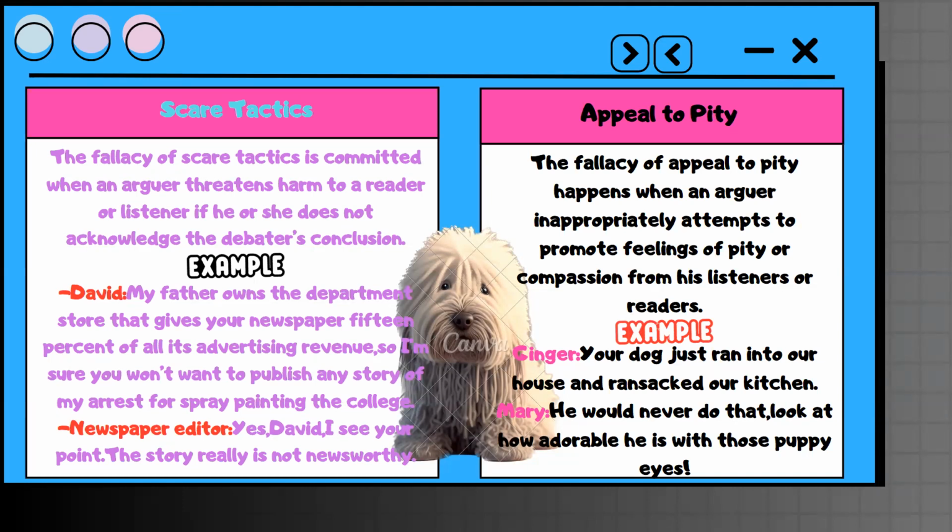David: My father owns the department store that gives your newspaper 15% of all its advertising revenue. So I'm sure you want to publish a story of my arrest for spray painting the college. Newspaper editor: Yes, David, I see your point. The story really is not newsworthy. The other one, appeal to pity.